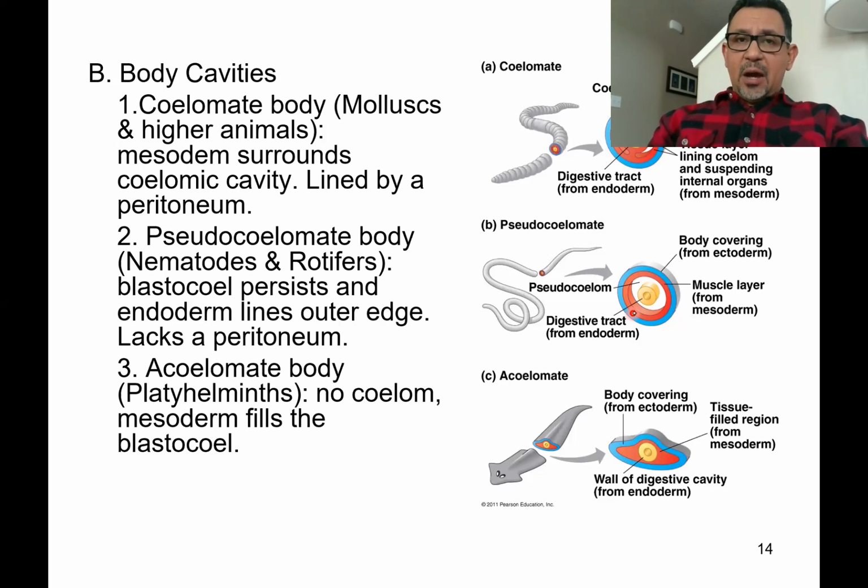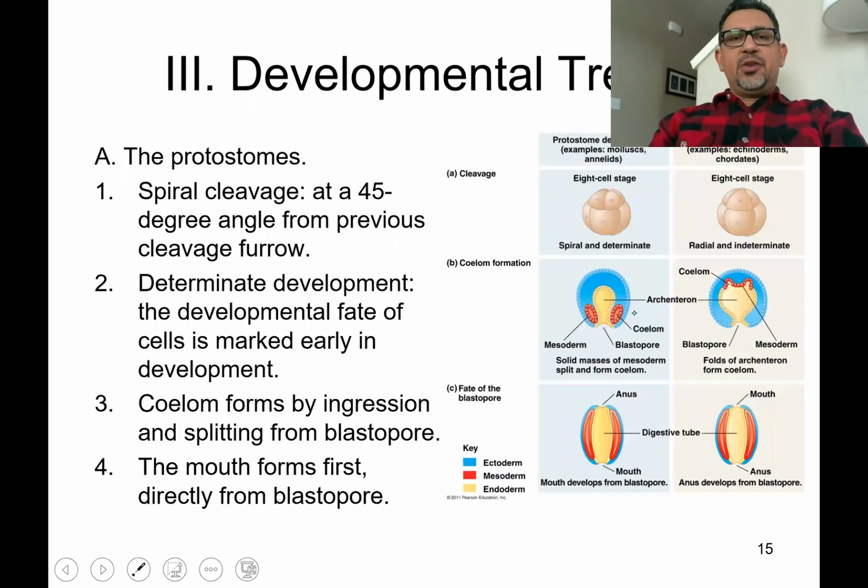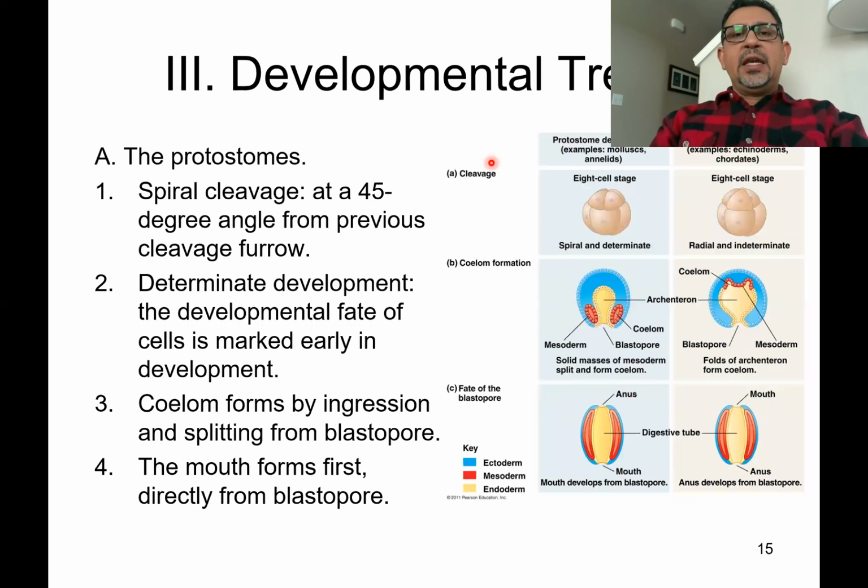But now we're about to focus only on animals that have a true coelom, and those are known as the eucoelomates. Eucoelomates, depending on the development of the mouth and other characteristics of the embryo, can be subdivided into protostomes or deuterostomes. And so what we're going to concentrate on first is going to be the protostomes. Protostomes are going to be animals that are going to form the mouth first.